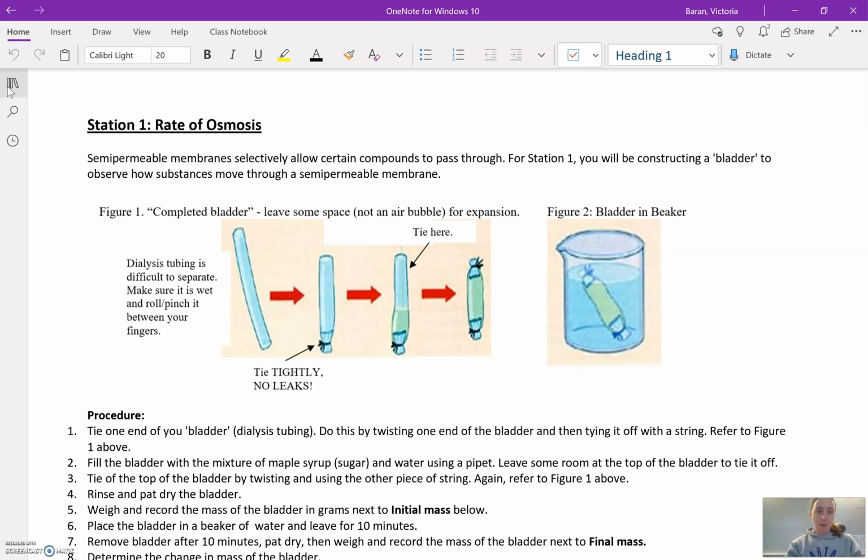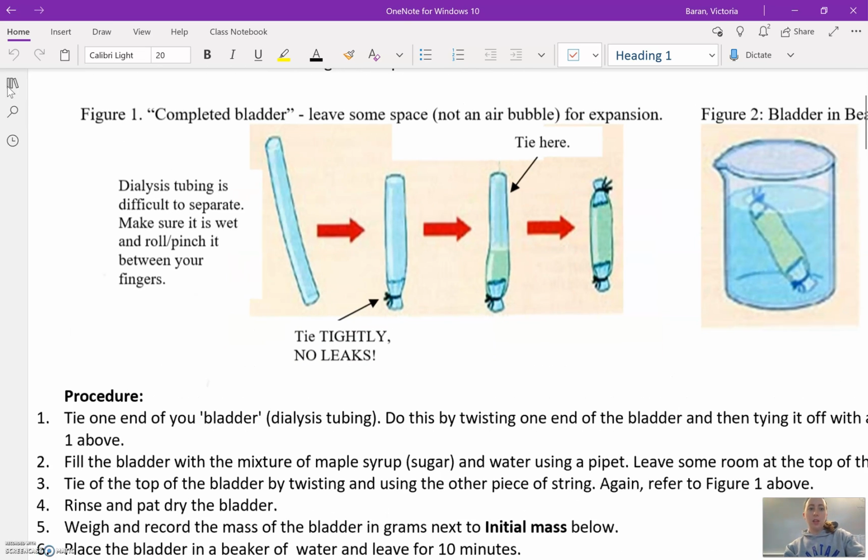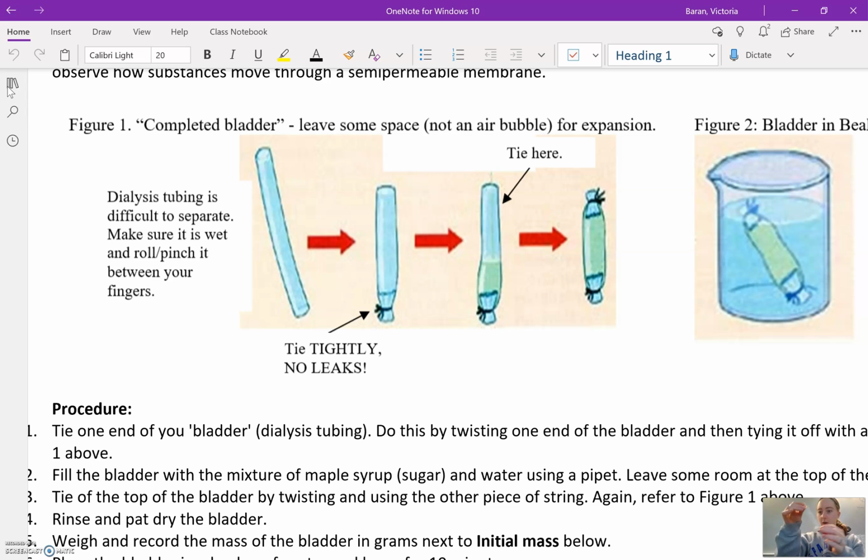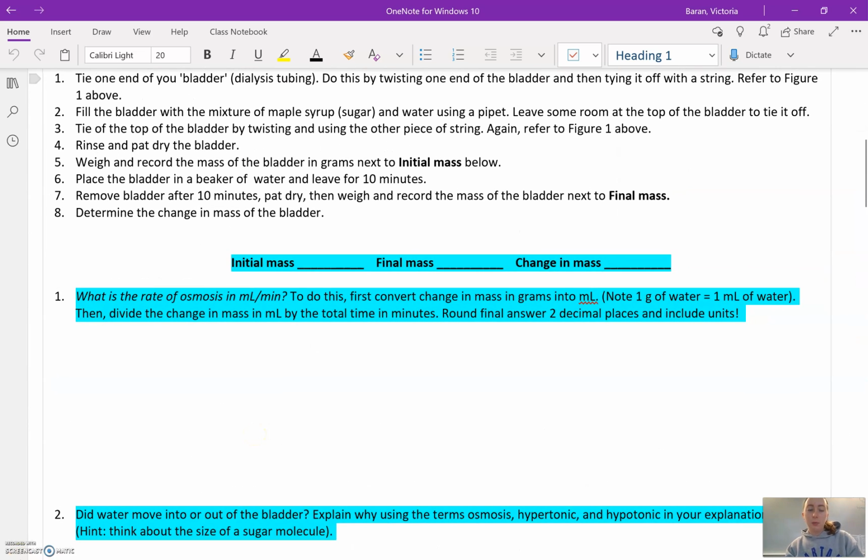So what do I mean by a bladder? As you can see here in the picture, I have this stuff called dialysis tubing. It's semi-permeable, and it's open on either end. I'm going to tie off either end and fill this up with some sugar water. I'm mixing syrup and water to make sugar water, and that's what's going to go in the bladder. Then I'm going to put that in some water for 10 minutes and see what happens. So let me get that bladder ready for you, and then we will start collecting some data here.